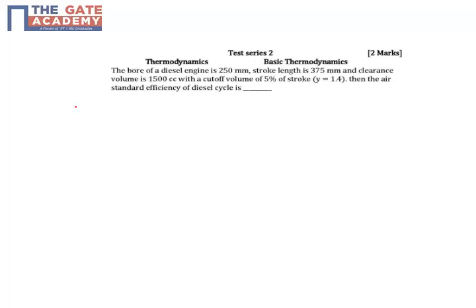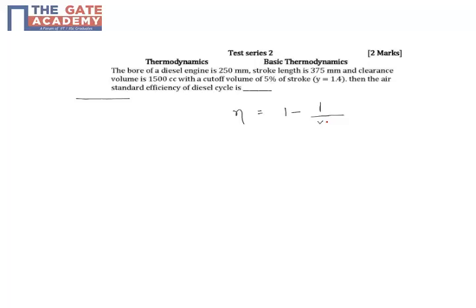Okay, so let's discuss a question from thermodynamics. Basically, it's from IC engine. We need to find out the standard efficiency of diesel cycle. So first, let me write down the efficiency of diesel cycle. It is 1 minus, this is the formula actually. You can derive this if you have time, maybe 10 to 15 minutes, but then you have to remember it for this problem.